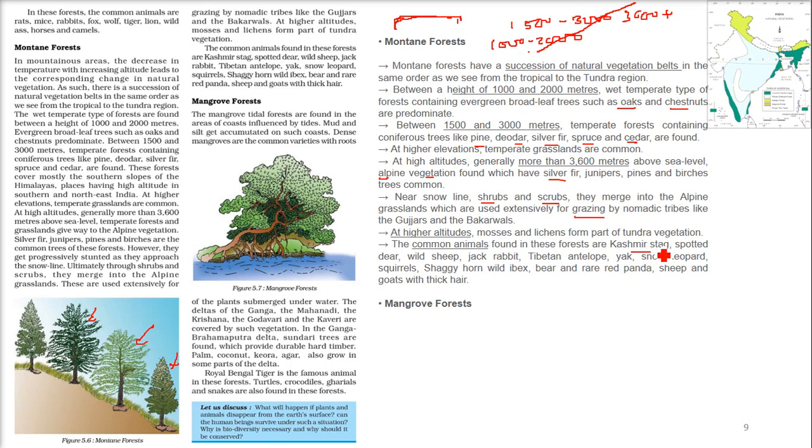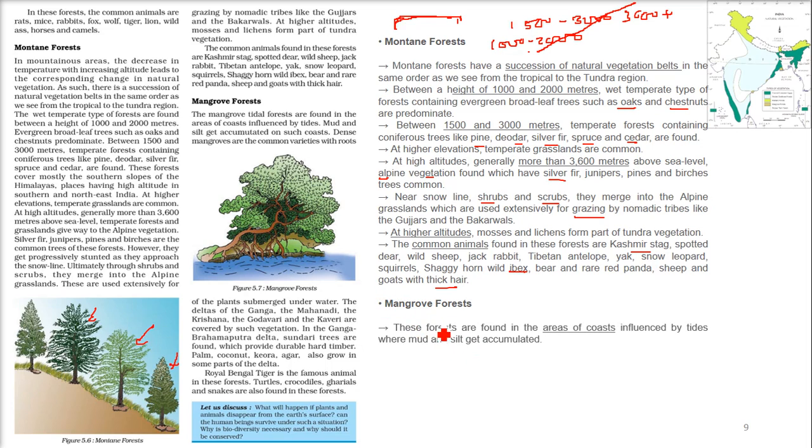And what are the common animals here? Kashmir stag, Kashmiri mahamrig, spotted deer, wild sheep, jackrabbit, Tibetan antelope, yak, snow leopard, squirrels, shaggy horn, wild ibex, bear and rare red panda, sheep and goats, and they are with thick hair. The sheep and goats in the plain region, not very cold region, have less hair. But if you go up, even dogs have a lot of thick hair. This is to cover them from the extreme winter conditions.